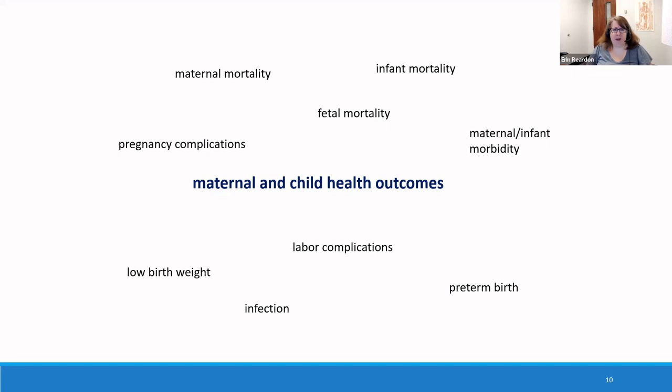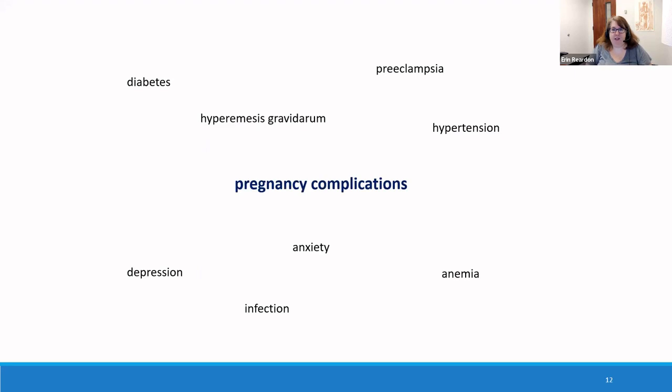But it could mean pregnancy complications, it could mean maternal or fetal mortality, it could mean maternal or infant morbidity, labor complications, preterm birth, low birth weight, infections. And you can even drill down a little bit deeper. So you could take one of these concepts, pregnancy complications, and you could drill down even further. That could mean all sorts of things too: preeclampsia, hypertension, anxiety, diabetes, infection. So when you're searching pregnancy complications in PubMed, it doesn't know that you mean any of these things. It just looks for those words, pregnancy complications.